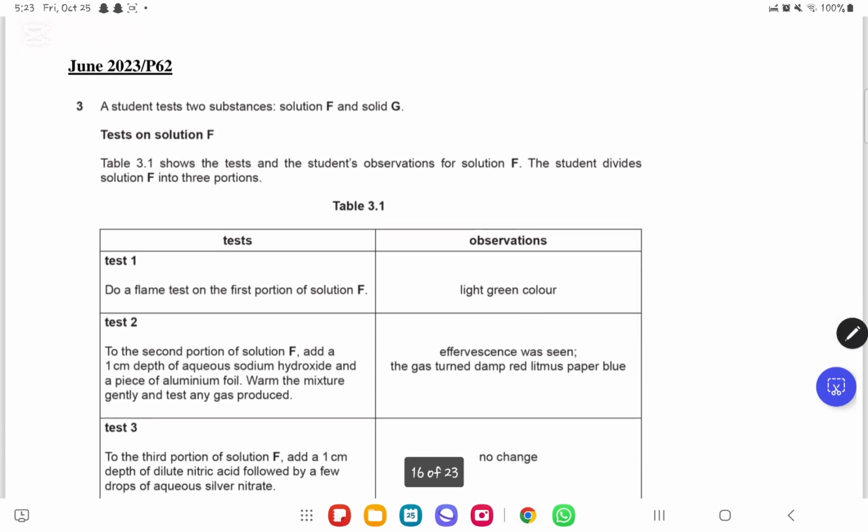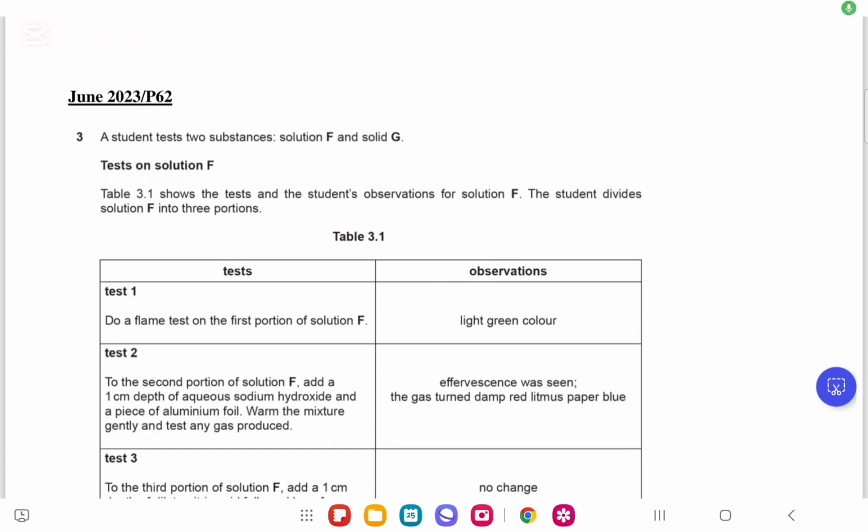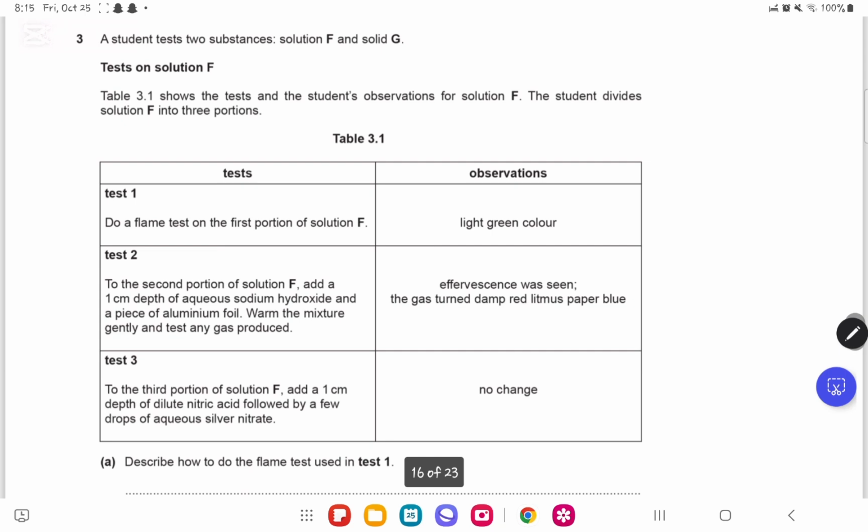Then now this one over here. Okay guys, so now we're going to be doing June 2023 paper 62. A student tests two substances, solution F and solid G. They're telling us they did these tests on solution F. They did a flame test and they got a light green color in the flame. Pale green, light green, any of this means it is Ba2+. That means we have Ba2+ ion.